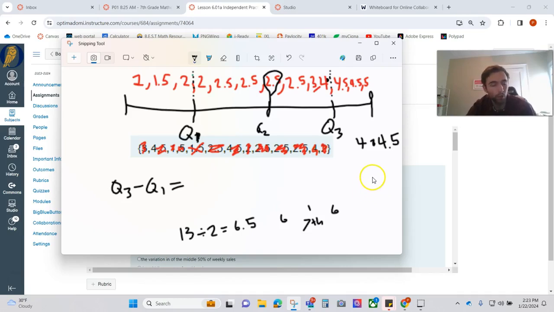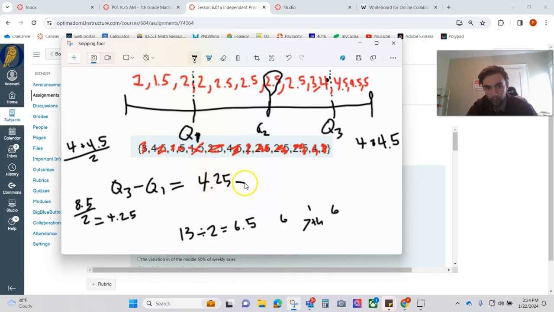One surefire way to find the middle of two numbers is to add up the numbers in question and divide them by 2. 4 plus 4.5 is 8.5. That divided by 2 is 4.25. So quartile 3 is 4.25. Now let's find quartile 1.